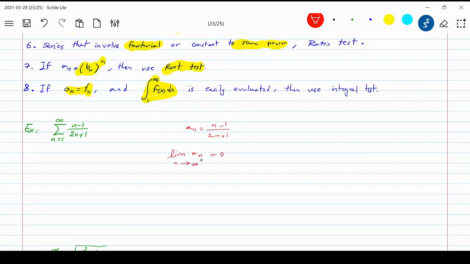Because if we don't get 0, there is no need for me to continue, right? This is required to discuss convergence at least. If this is not 0, we could simply say divergence. So most of the time, I will look at the sequence an, and if I see an is not converging to 0, I can simply say divergence.